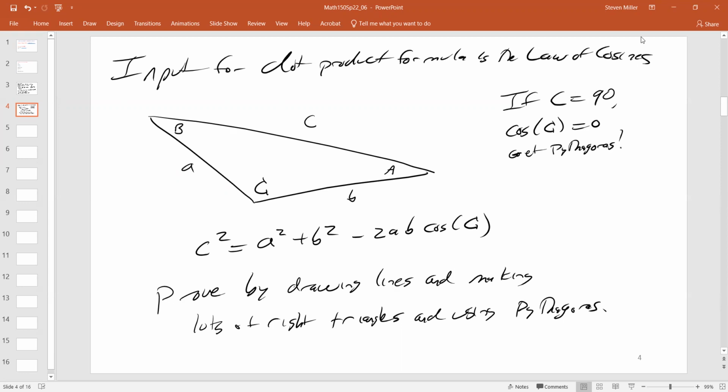So it reduces to the Pythagorean, which is good. It should reduce to the Pythagorean theorem. A squared plus B squared equals C squared. Excellent. So this is the dot product.